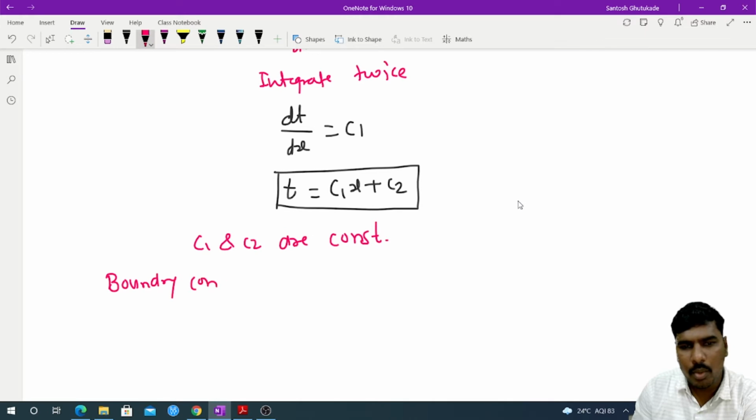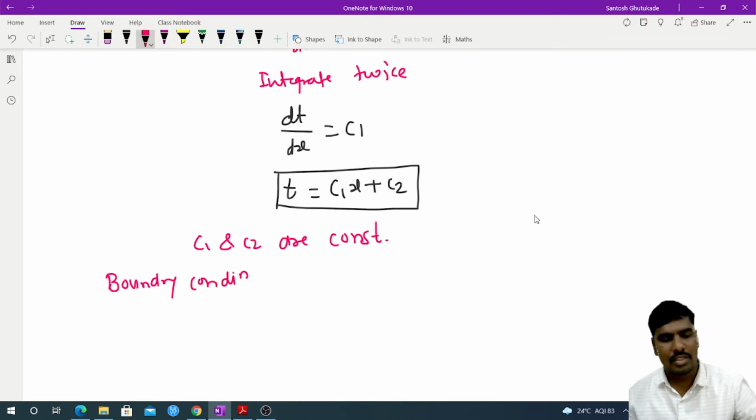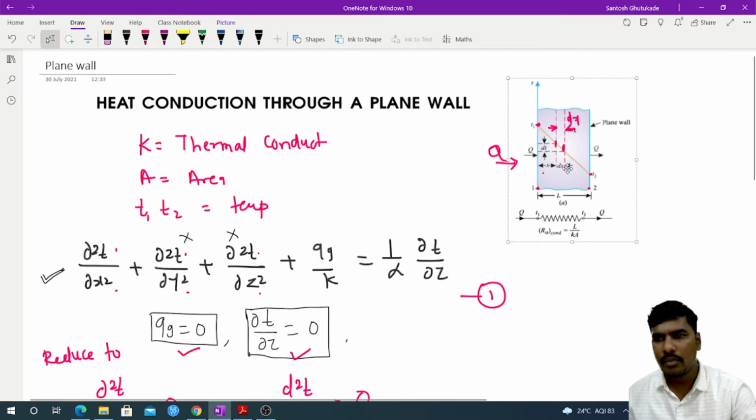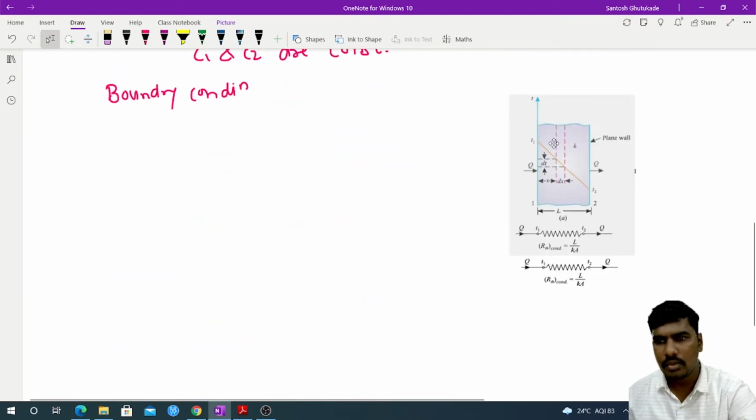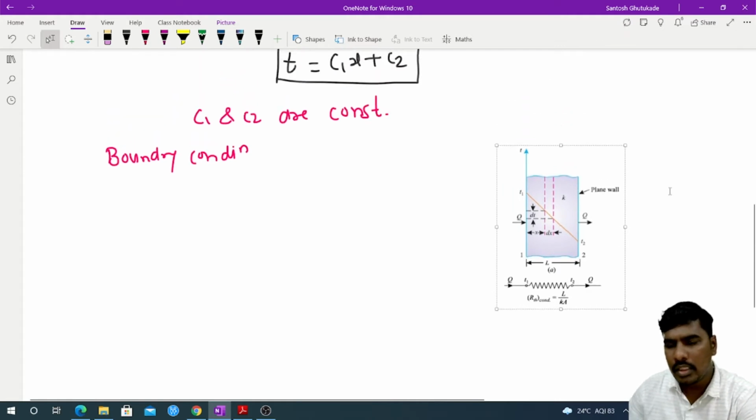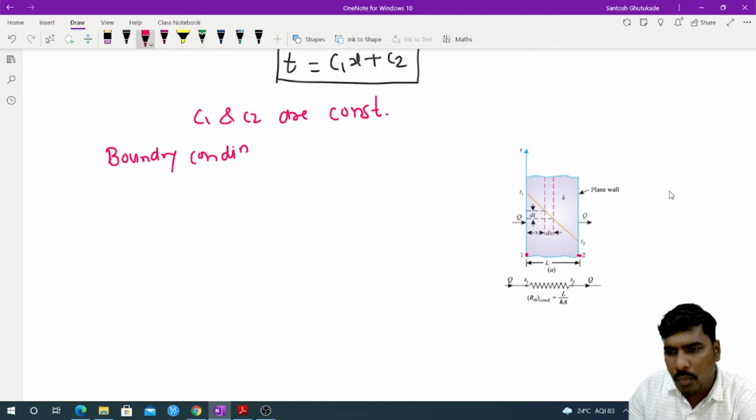So what are the boundary conditions? Let us take them from the figure. This is point number 1, this is point number 2. We have considered this element dx, which is at a distance of x from point number 1. So at point number 1, x must be 0, and when we are at point 2, x is equal to L. So these are the boundary conditions.